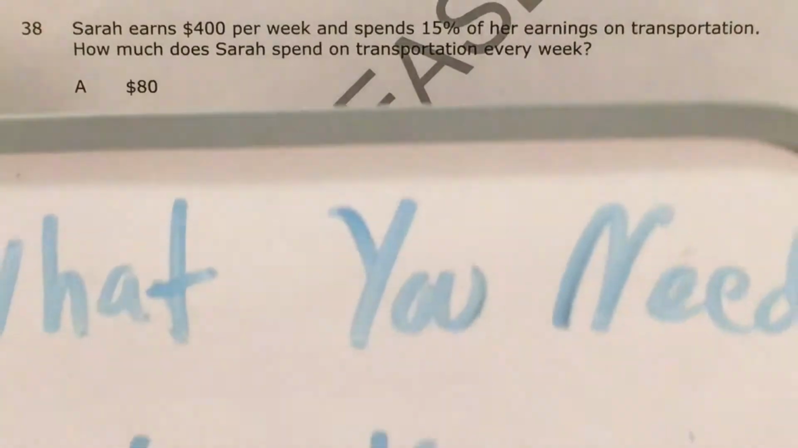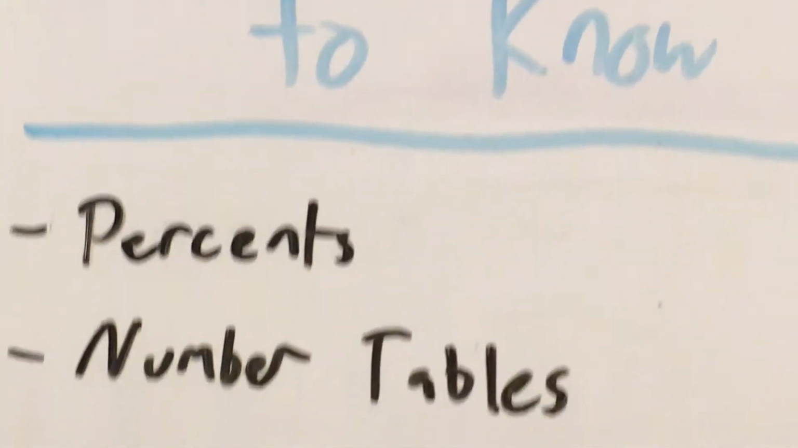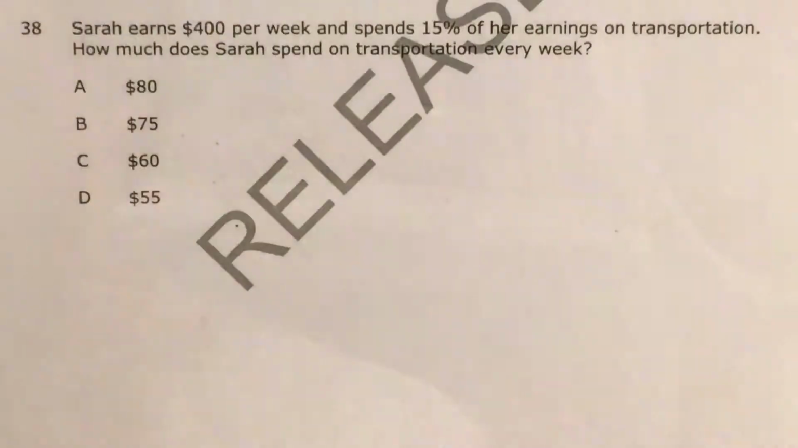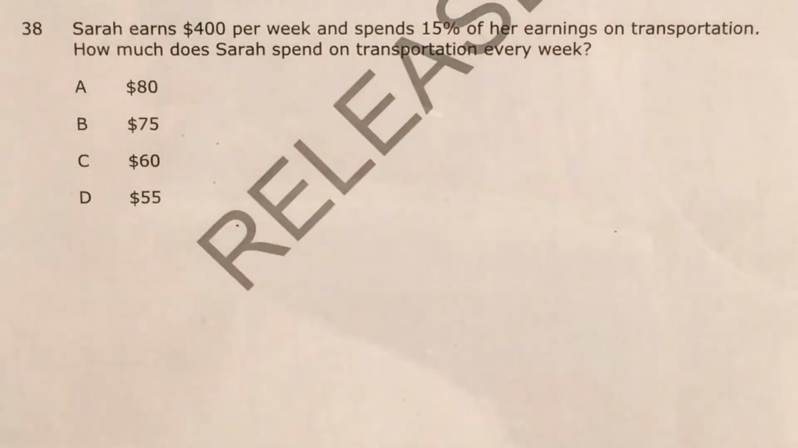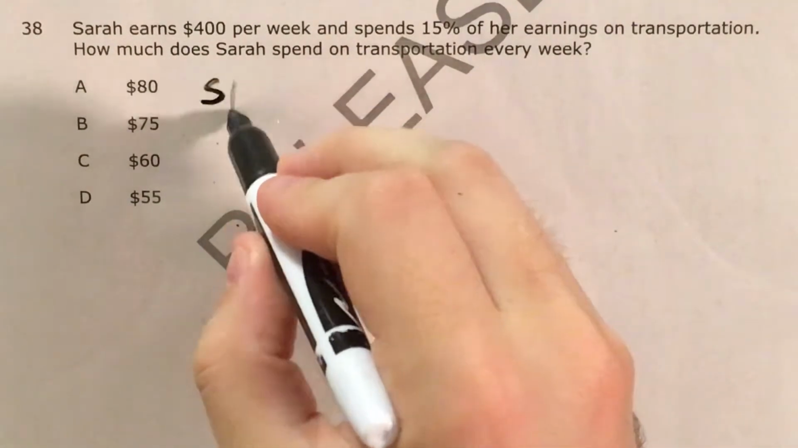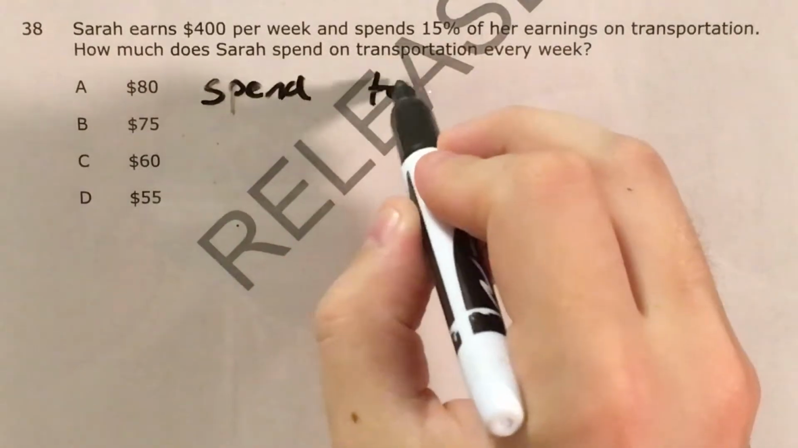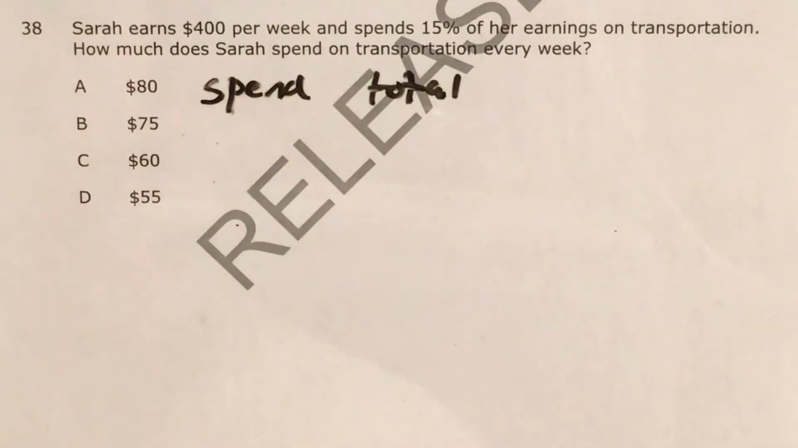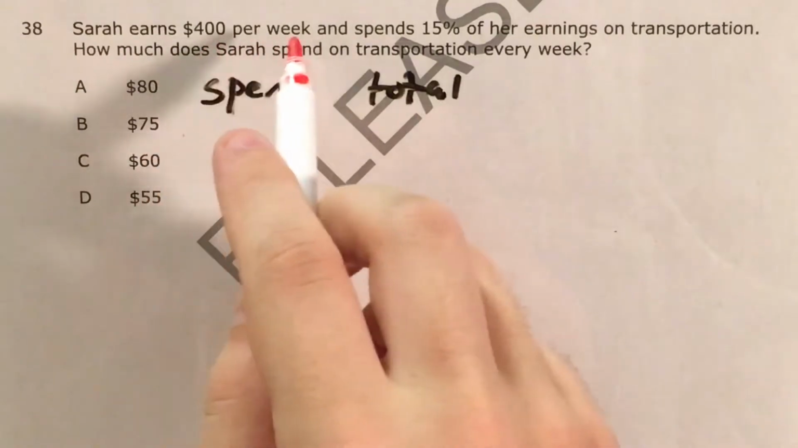So to do a problem like this and do it really well, you need to know about percents, and the particular way that I'm going to solve this is with a number table. So let's get started. I'm going to go ahead and make my number table, and I'm going to make it with 2 columns. How much she spends and how much total money she has. And now to start with, I'm going to put in some of the information in the problem.